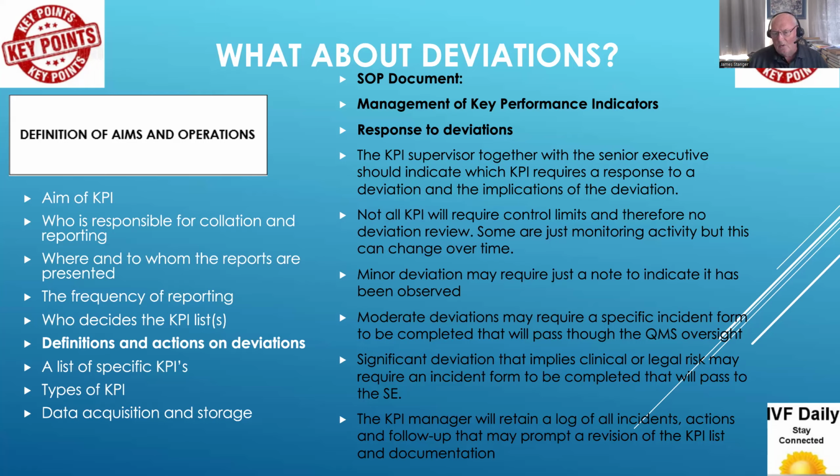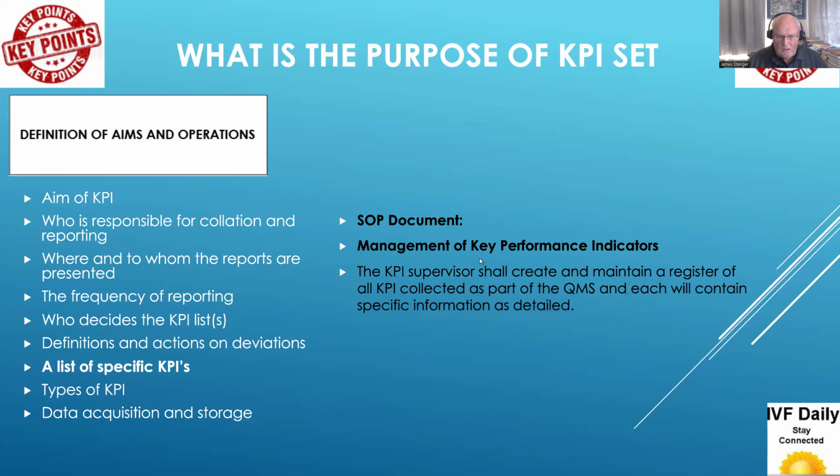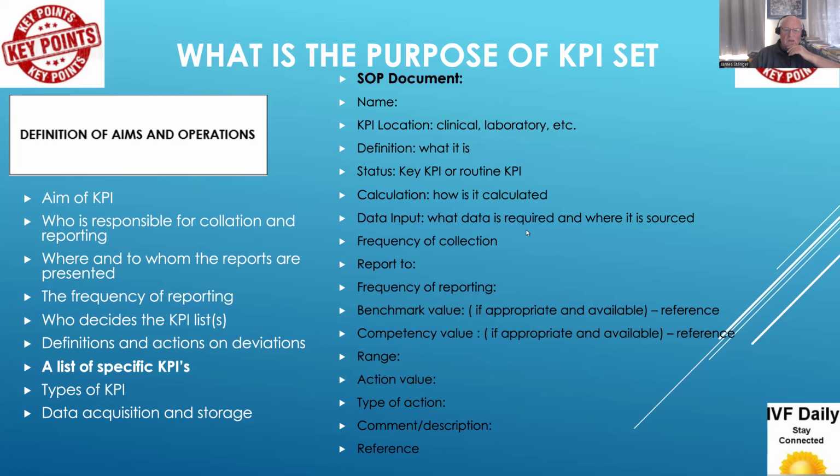Minor deviations may require just a note to indicate it has been observed. Moderate deviations may require a specific incident form to be completed that will pass through the quality management oversight. A significant deviation that implies clinical or legal risk may require an incident form to be completed that will pass to the senior executive. And the KPI supervisor will retain a log of all incidents, actions, and follow-ups that may prompt a revision of the KPI list and documentation. So the KPI supervisor will create and maintain a register of all KPIs as per the quality management system. And we've also indicated what each KPI should be composed of, so I don't need to repeat myself there.